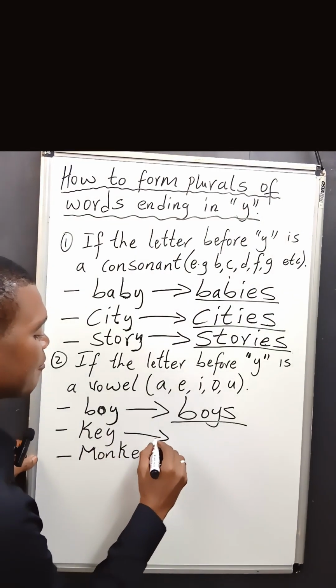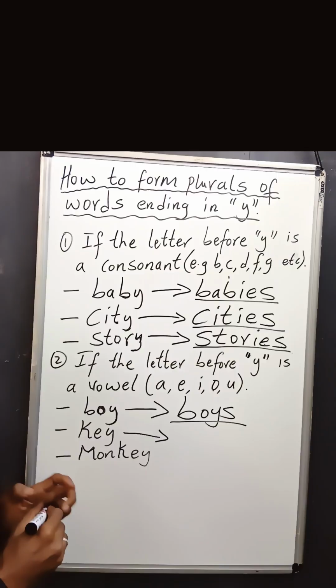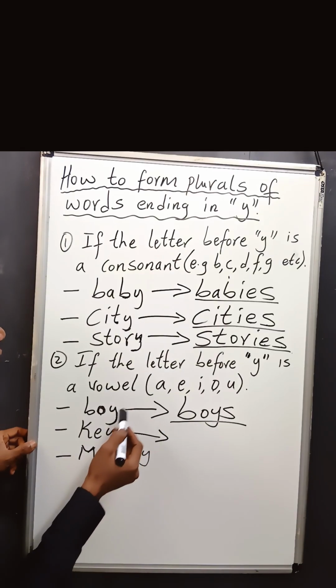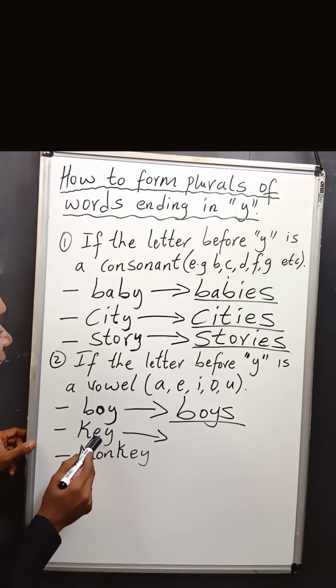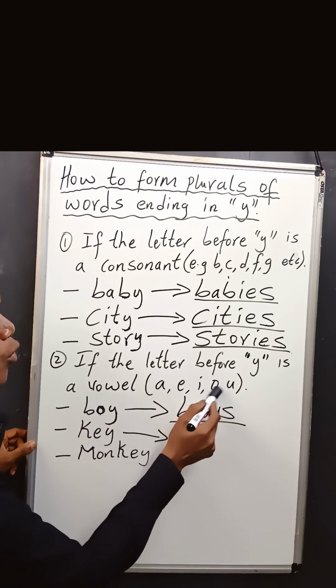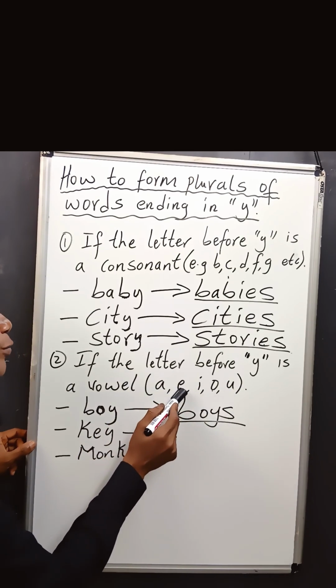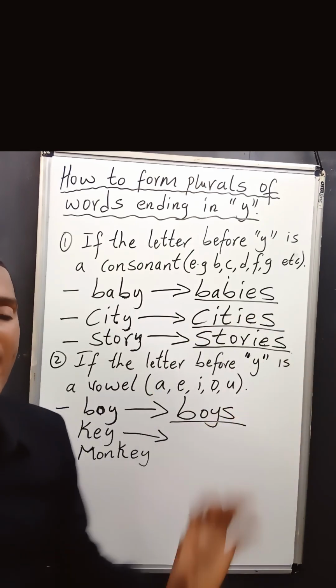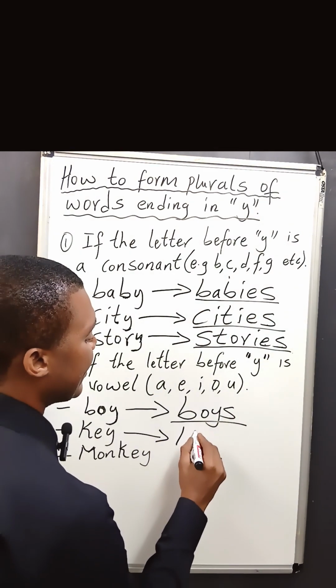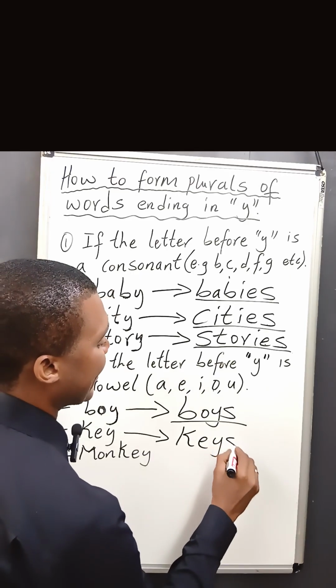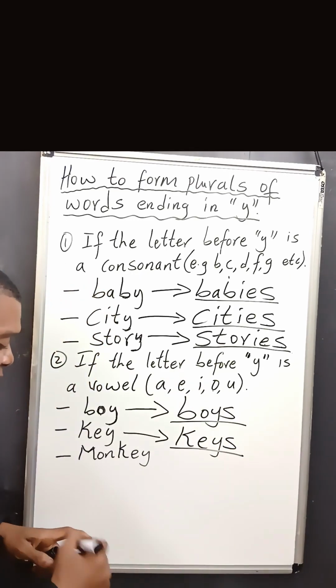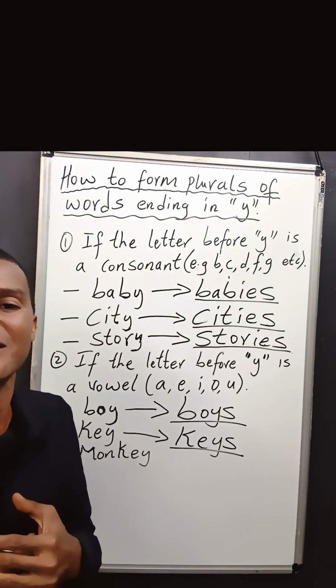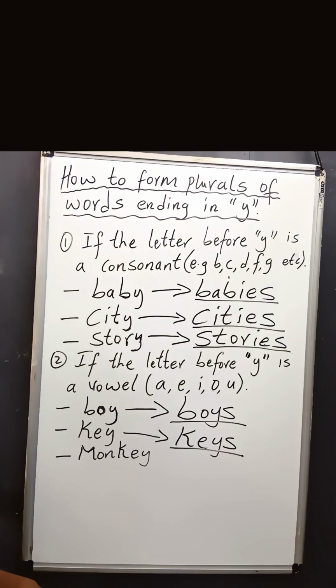Next is key. K-E-Y. This is Y. The letter that comes before Y is E, and E is a vowel. A-E-I-O-U. Because E is a vowel, we add S to the word, then it becomes the plural: K-E-Y-S, keys. Simple and precise.